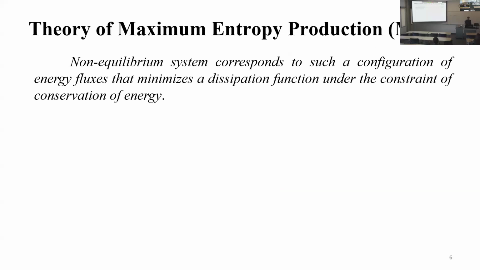Okay, let's get into this quickly: the maximum entropy production theory in the context of non-equilibrium systems. Basically, it says the non-equilibrium system will correspond to a certain configuration of fluxes. Let's look at the energy flux, the heat flux system. This configuration of fluxes will be such that they minimize the dissipation function under a constraint on conservation. This is a special case.